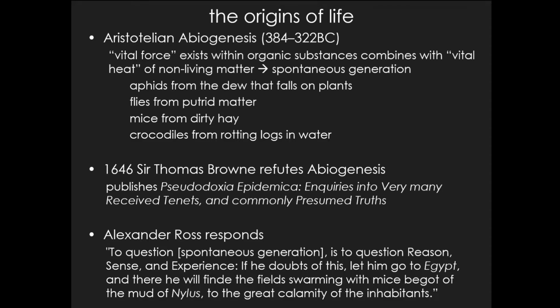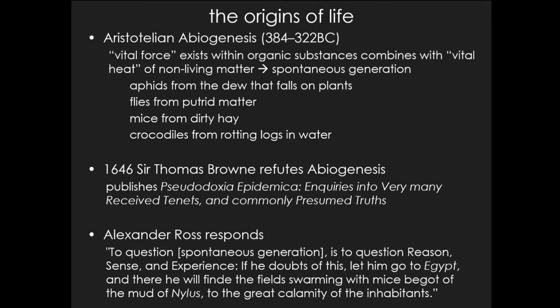And he goes on to say, if he doubts of this, let him go to Egypt, right? Let him go sense and experience this for himself. And when he gets to Egypt, he will find the field swarming with mice, begat of the mud of Nilus, to the great calamity of the inhabitants. So he's challenging Browne to go into Egypt, to use his senses, to use his reason, to use his experience in order to discover that Aristotelian abiogenesis is correct.